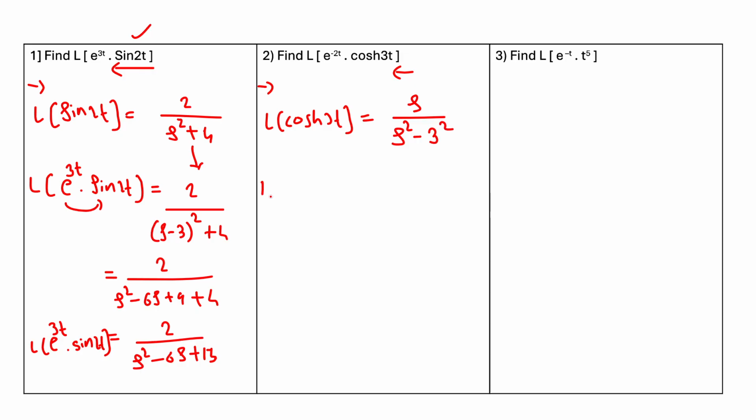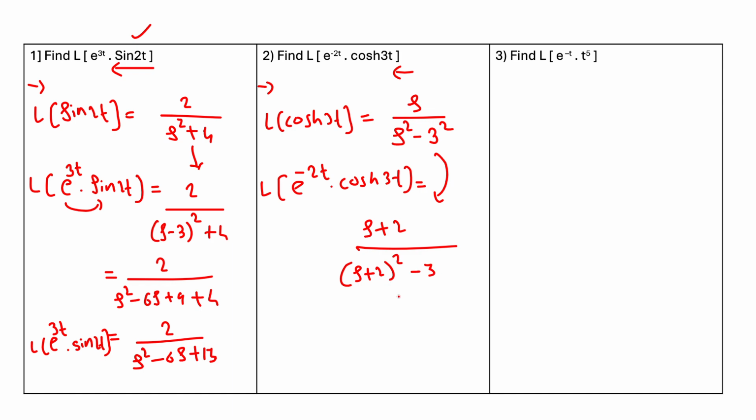And then you have to consider the whole term, means Laplace of e raised to minus 2t into cosh 3t is equal to, so now you have to replace s by s plus 2. You can see here, e raised to minus 2t is multiplied by cosh 3t, so you replace s by s plus 2. If the minus sign is there, you have to put a plus sign. And in all s terms, in numerator and denominator both, there is an s term. So I am putting s plus 2 in both the s terms. So s plus 2 over s plus 2 bracket square minus 3 square.